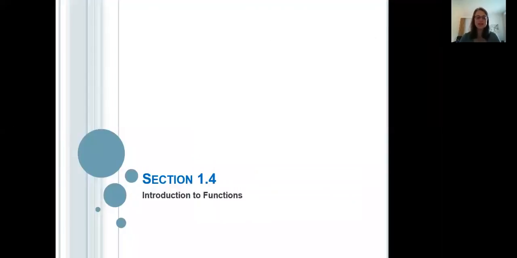Today we're going to talk about Section 1.4, an introduction to functions. You've probably seen functions before. We're going to spend a lot of time with functions this term. This class is called College Algebra, but we're trying to teach you a different way to think about algebra and mathematics. One of the ways we do that is by spending a lot more time with functions, because functions and relations, which we talked about in the last video, are kind of the basics of algebra.